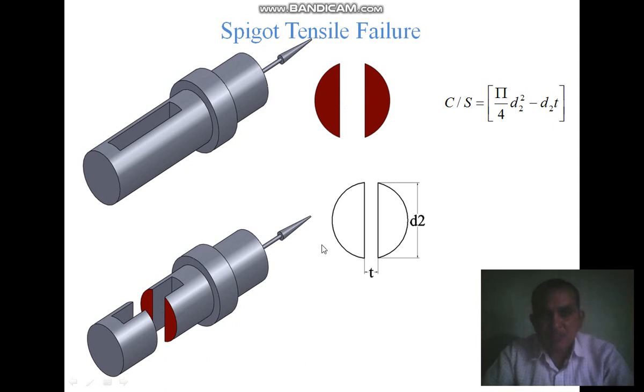So D2 is the diameter of the spigot and T is the thickness of the Cotter. The red color indicates the cross-sectional area where the tensile failure occurs. Our aim is to find the cross-section area using this equation: pi by 4 D2 square, which is the diameter of the spigot, minus the area of the Cotter we are going to insert, which is D2 into T. So this is the cross-sectional area of that spigot.